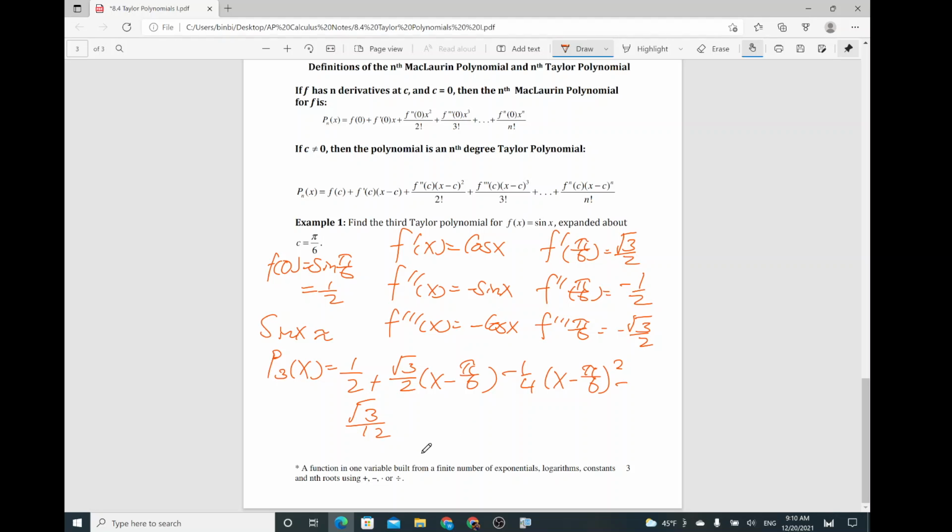Okay. And let's see what else. So x minus pi over 6 quantity to the power of 3. As you can see that the power here has just been increasing. So x minus pi over 6 to the first power, x minus pi over 6 to the second power, x minus pi over 6 to the third power. But the first term is always the constant, 1/2. So the constant, f of pi over 6, sine of pi over 6, is 1/2. Okay, so that is the third order Taylor polynomial approximation for sine of x at the center of pi over 6.